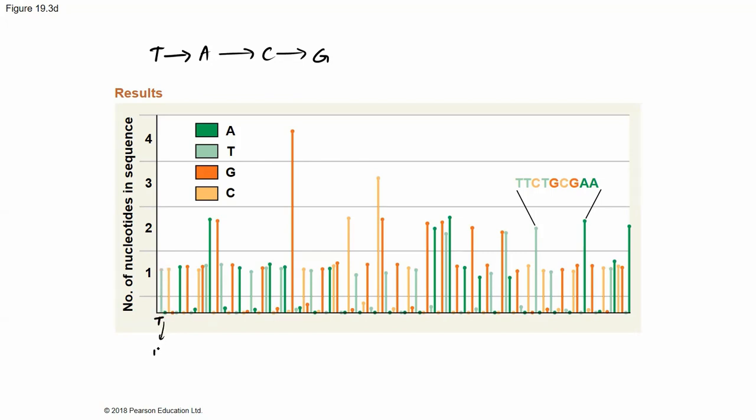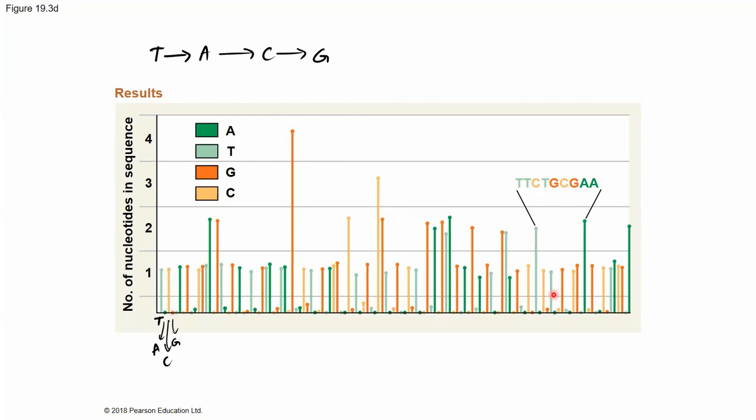Then after adding A, there was no light. After adding C, there was a light. After adding G, no light. After adding A again, no light. After adding T, no light. After adding T, there was a light that corresponded to the addition of a single nucleotide.